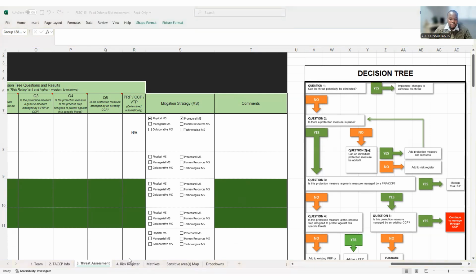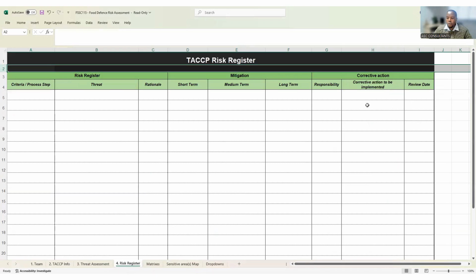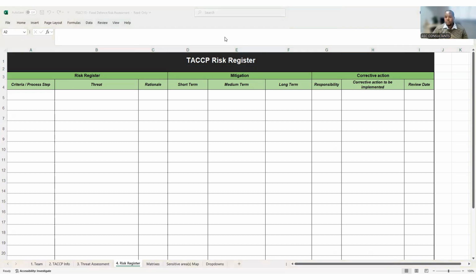In terms of the food defense plan, the most important thing here is to plan what you are going to do to mitigate the risk, and what the short-term, the medium-term, and also the long-term mitigation could be, the responsibility, and also when you are going to review to determine whether the risk that you have identified has been brought under control.